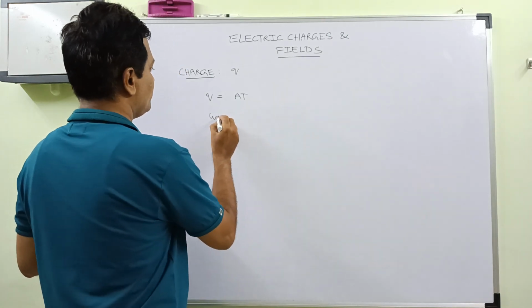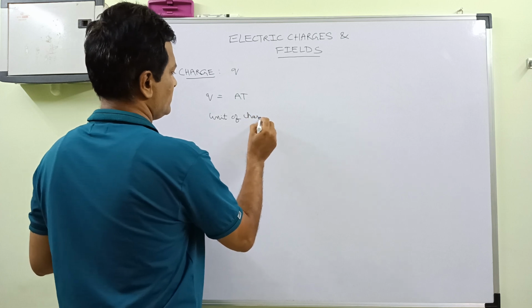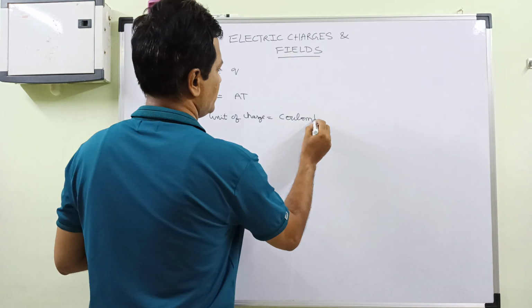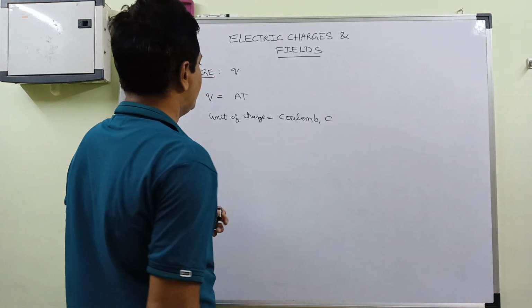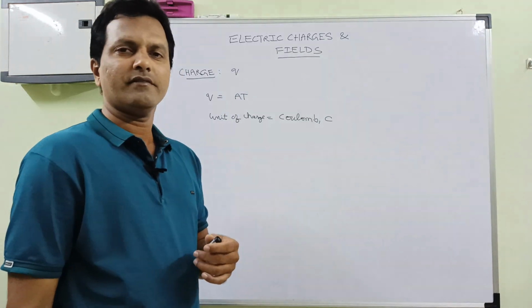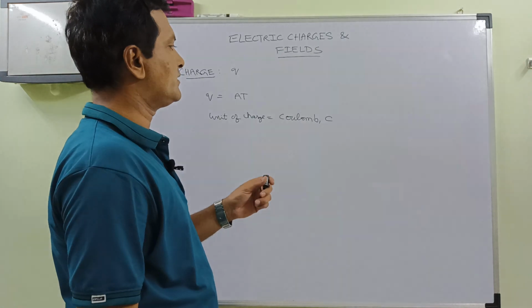The unit of charge is coulomb. It is represented with C. Unit of charge is coulomb and it is represented with C. This is an SI unit.